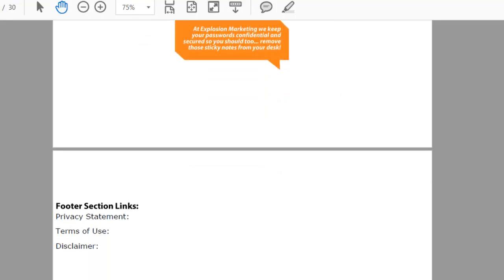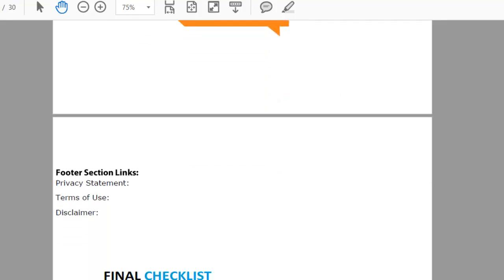And then just think about your footer section, and you'll do more of this in the second workbook when we start building out your actual website. But think about, do you want a privacy statement? Are there terms of use? Is there a disclaimer that needs to be there? We encourage you to put a privacy statement, terms of use, and a disclaimer on every website. And if you're in a service industry such as financial advisors, there'll be specific disclaimers in the footer that you're going to want to include on your website for professional reasons.